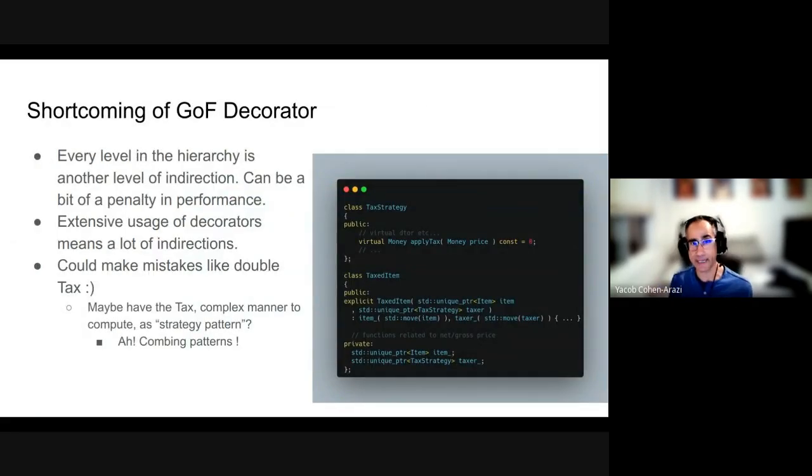So I have a couple slides before we end. One is the shortcomings of Decorator. So first of all, it's another entry in the hierarchy. It's another indirection. So every time you have a decorator level, it's another indirection. And the book has some performance measurements. So please take a look at the book.